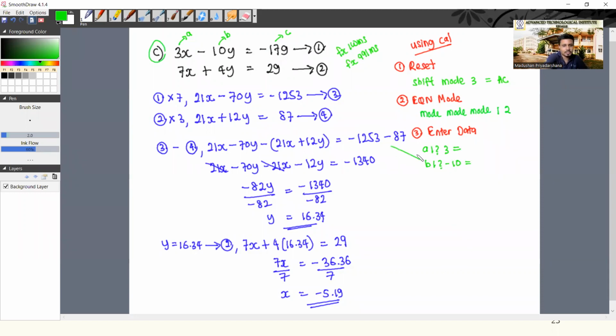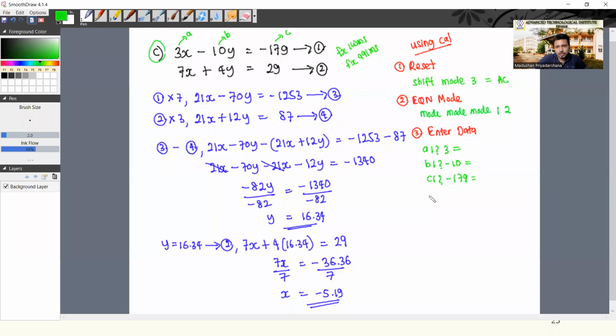Then it will ask for a C1 value. Equation 1, C value, that is what? Minus 179. So provide minus 179 and press equals.